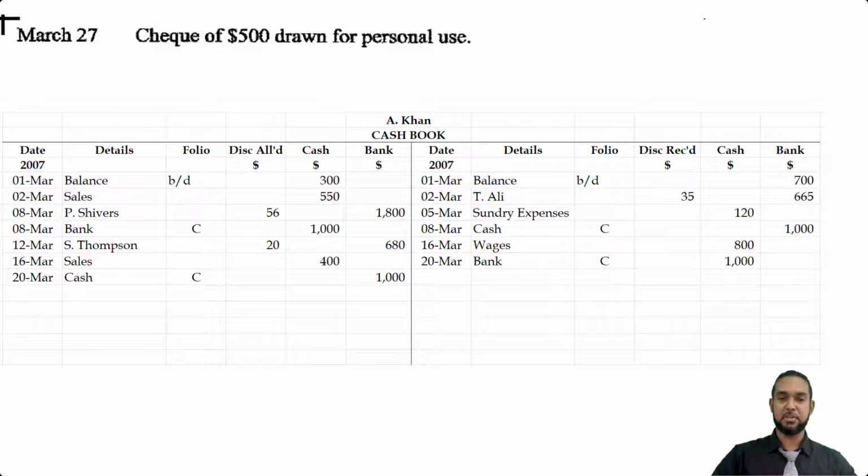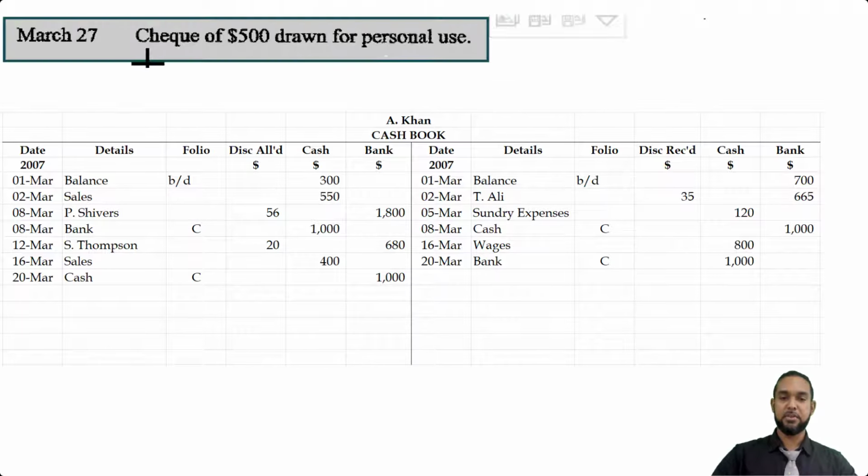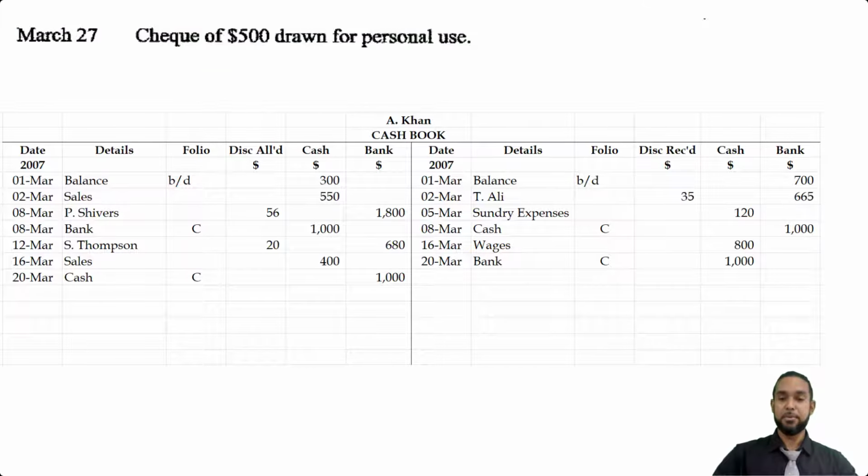Okay, so we don't have too much again. I think this is the last transaction, as a matter of fact. March the 27th, check of $500 drawn for personal use. So anytime it's for personal use, that's drawings. A check means bank is affected. Drawn means a check was drawn, they wrote up a check and it was for the owner. The owner was taking money for their personal use.